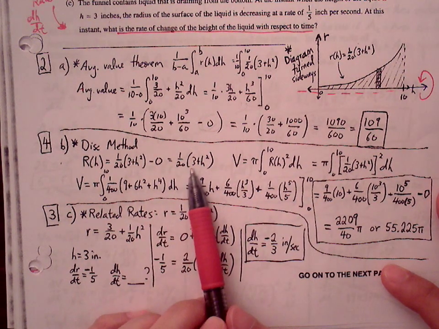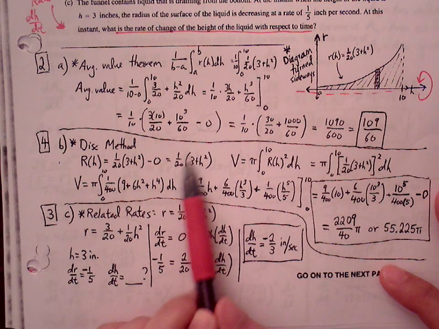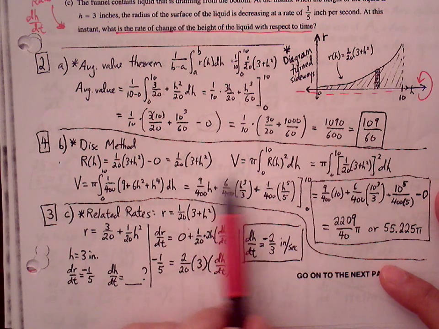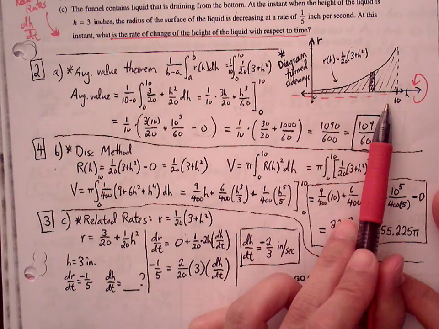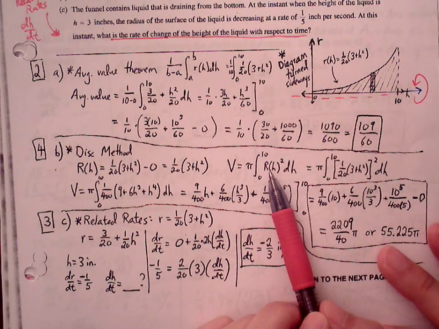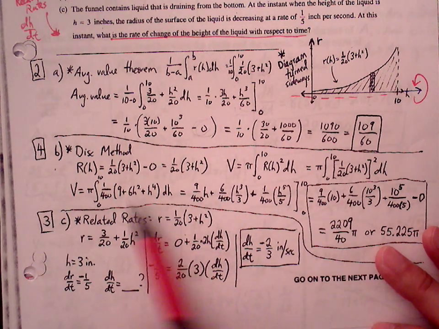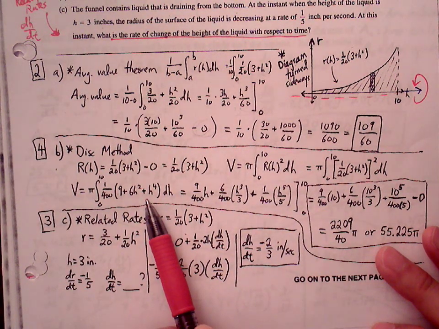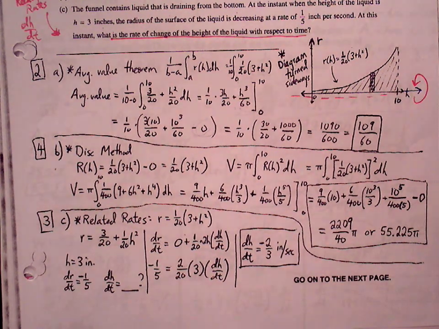We can get that to be 1 over 20 times 3 plus h, squared. So that's our radius, and now we plug into our formula. Our integral is from 0 to 10, so from 0 to 10, integral of r, the radius, squared. Then we can expand this out, go through power rule for each term, plug in upper and lower bound, and that gets us 2209 over 40 pi, or 55.225 pi.